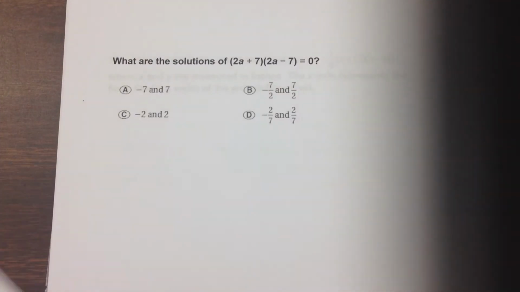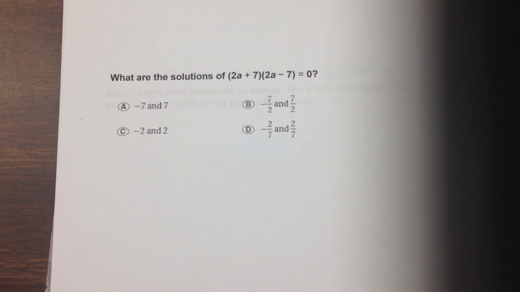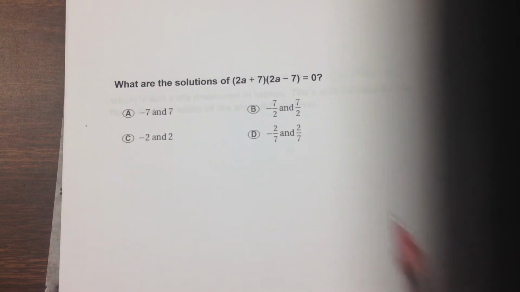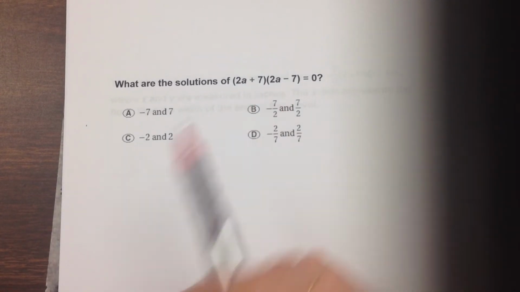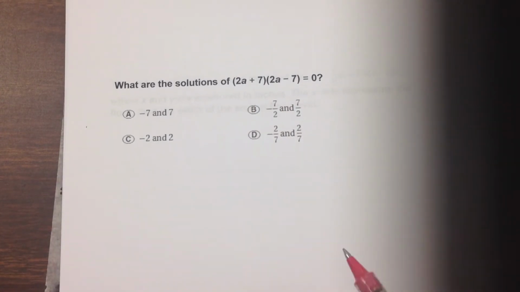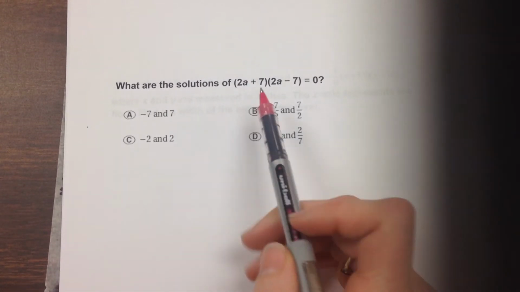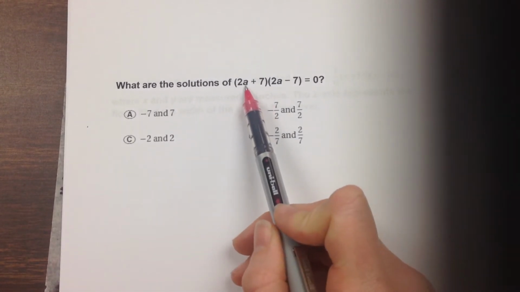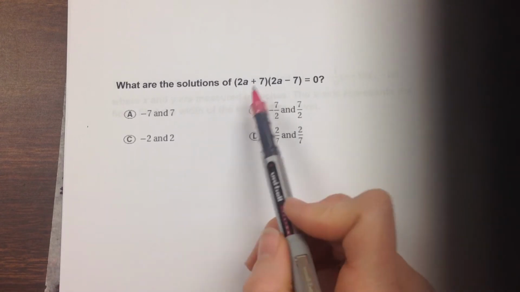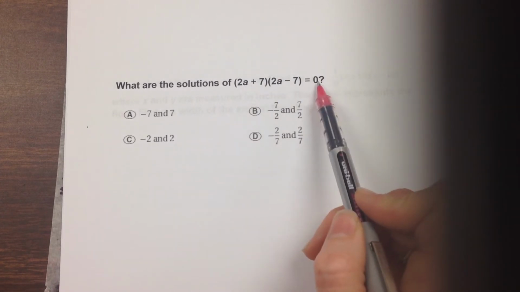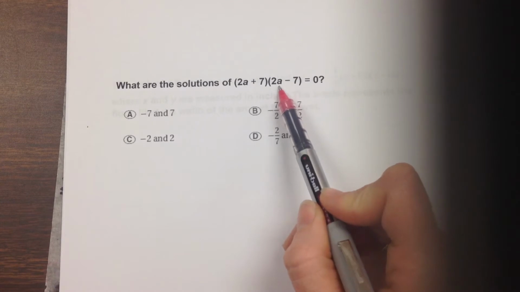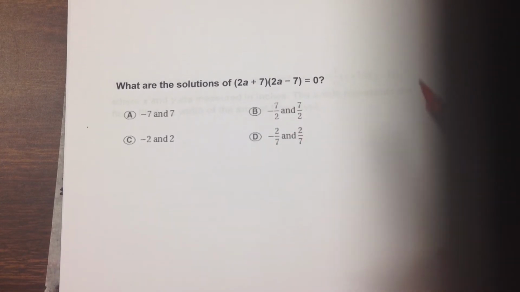So we're going to look at this one. It's multiple choice. They look a little bigger here, but it's the same thing. We're looking for the solutions. That means what number could I put in there that would make this equal 0, and what number could I put in here that would make this equal 0.